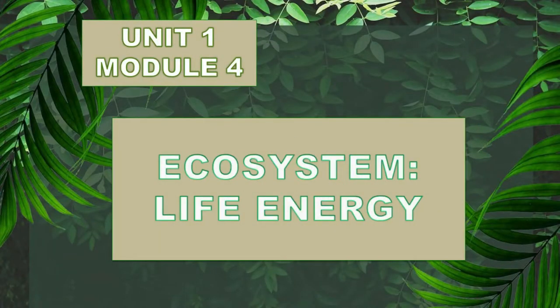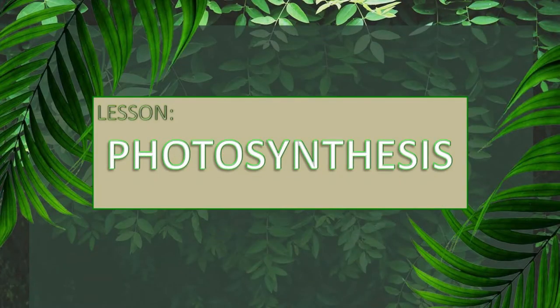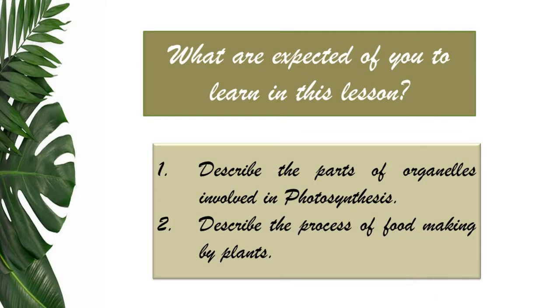This grade 9 biology video lesson is still about ecosystem, life energy. As I have mentioned earlier, the specific lesson that we are going to discuss is about photosynthesis. What are expected of you to learn in this lesson? Our target objectives for this video lesson are the following. First is to describe the parts of organelles involved in photosynthesis. Second is to describe the process of food making by plants.